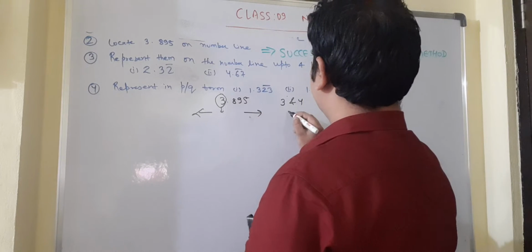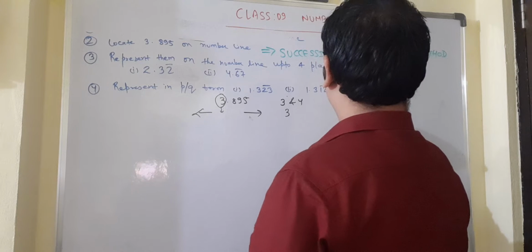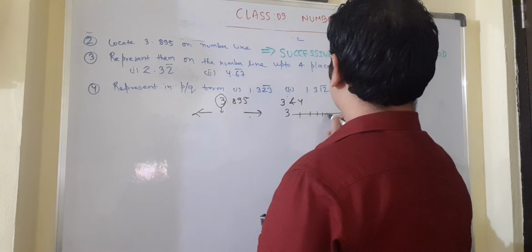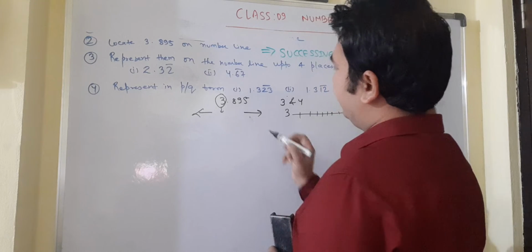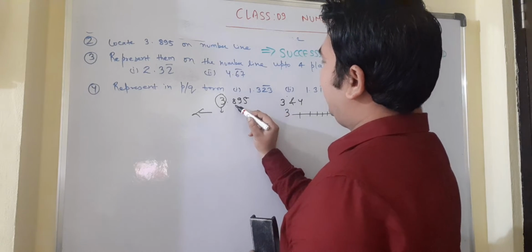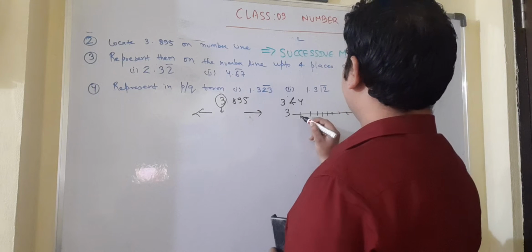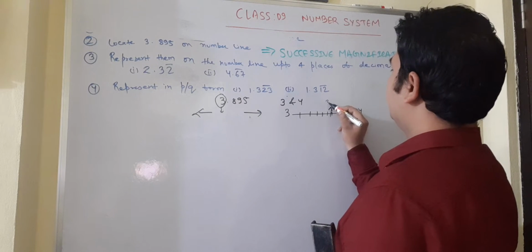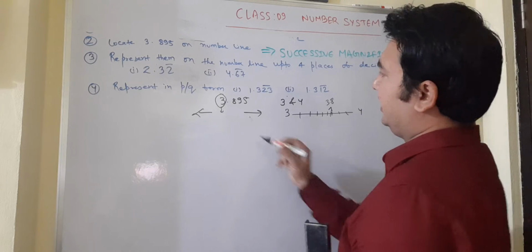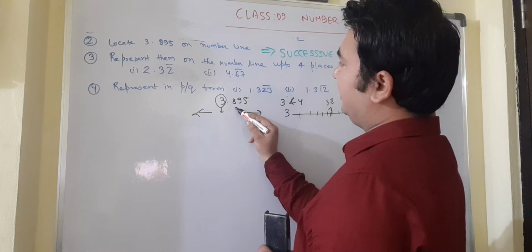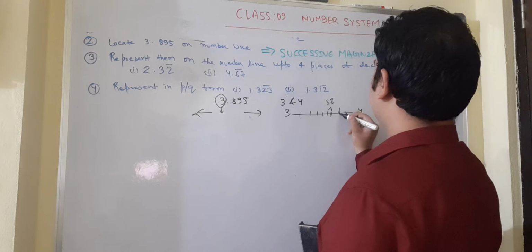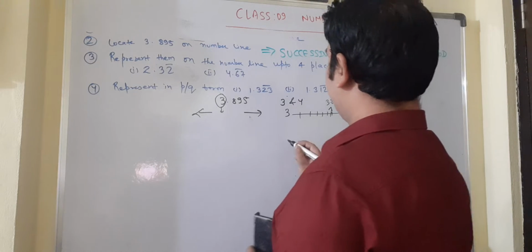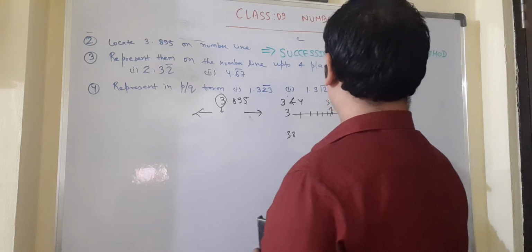So if you draw 3 here and 4 here and divide it into 10 equal parts, where will this lie? After the 8th position. So you count 1, 2, 3, 4, 5, 6, 7, 8. Suppose 8 is here. So 3.8 is here and it is between 3.8 and 3.9. So 3.9 is here. Next, you will draw 3.8 and 3.9.